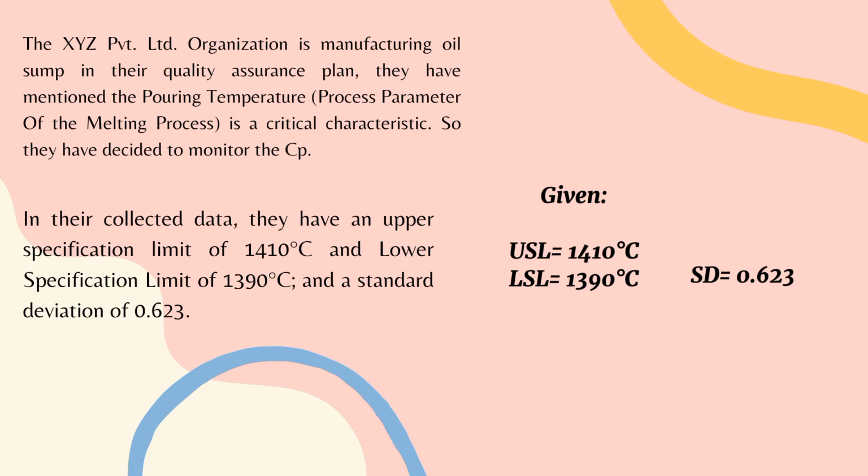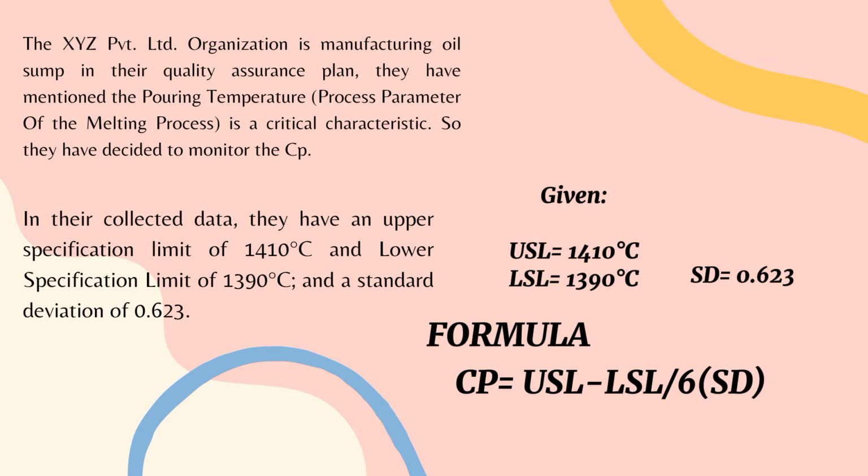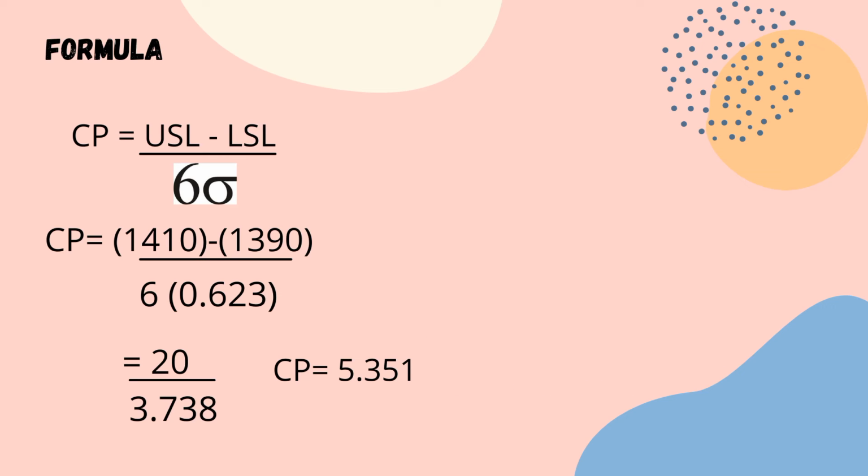To find the process capability, let's proceed now by using the CP formula, which is upper specification limit minus lower specification limit over 6 sigma, also called standard deviation. Based on the given data, we can now input the USL and LSL. So, 1,410 minus 1,390 over 6 multiplied by the standard deviation of 0.623. 1,410 minus 1,390 is equal to 20, and 6 multiplied by 0.623 is equal to 3.738. 20 over 3.738 is equivalent to 5.351.